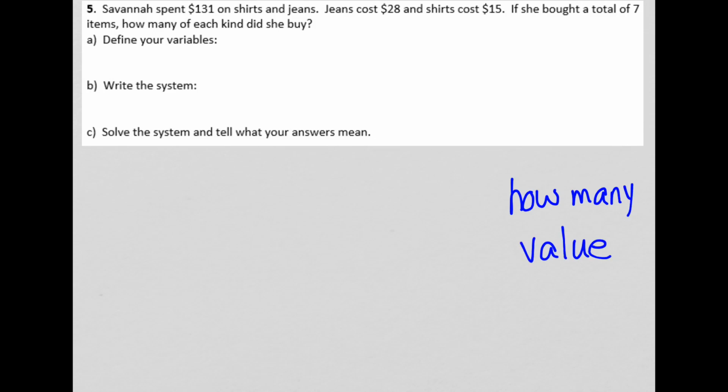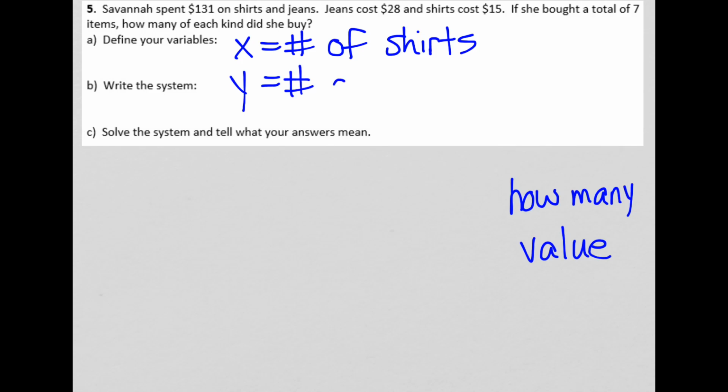Let's define our variables. I'm going to say that X is the number of shirts that she bought. Don't just say S is for shirts. Is that how many that she bought or how much they cost? You have to make sense of this problem. It's how many, the number of shirts and the number of jeans.